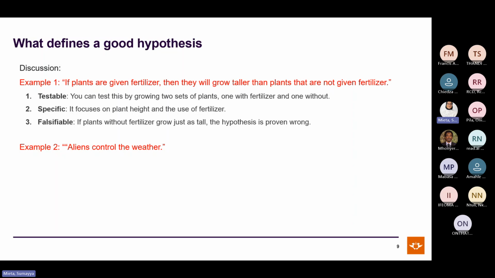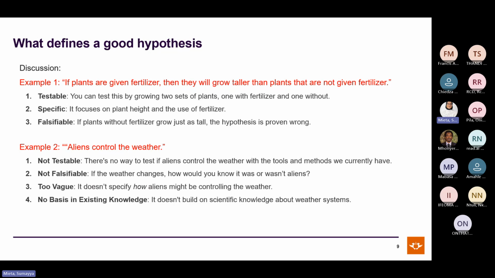Because the hypothesis says they will grow taller, we're looking at the height, and we're also looking at the fertilizer. If we use fertilizer, it will grow taller. If we don't use fertilizer, it won't grow taller. But it's also falsifiable, because what happens if a plant that does not have fertilizer grows taller than those that have fertilizer? So the hypothesis can be proven wrong in this instance. That's what we mean by the term falsifiable.